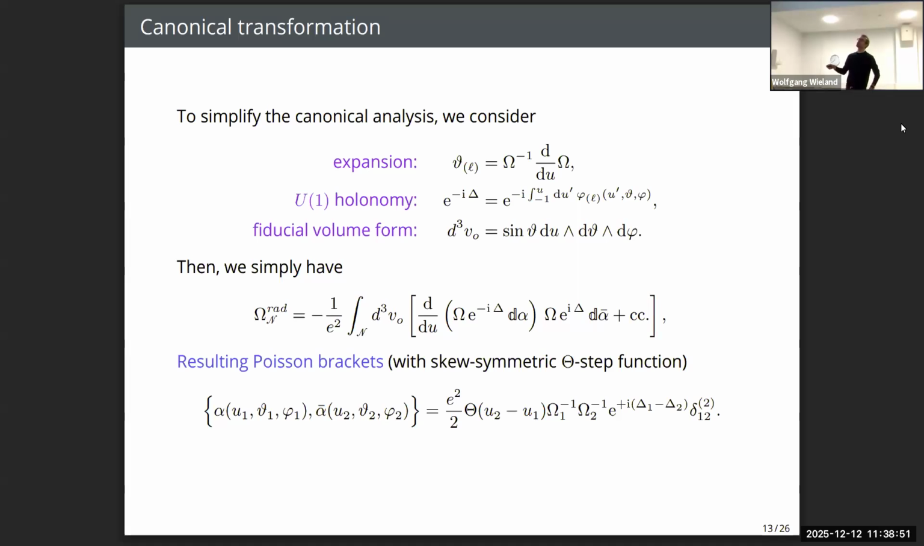And then it's easy to compute the resulting Poisson brackets between alpha and alpha bar. They're just a step function, then the inverse of the conformal factor and some phase. And in the angular directions, we just get a two-dimensional theta function.